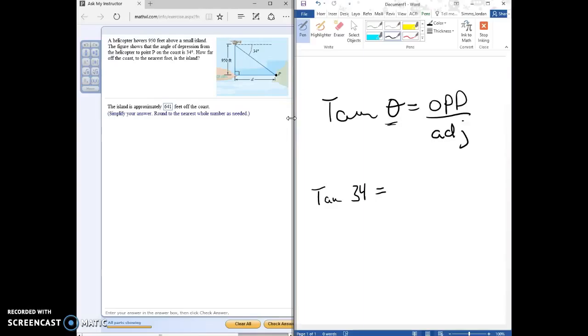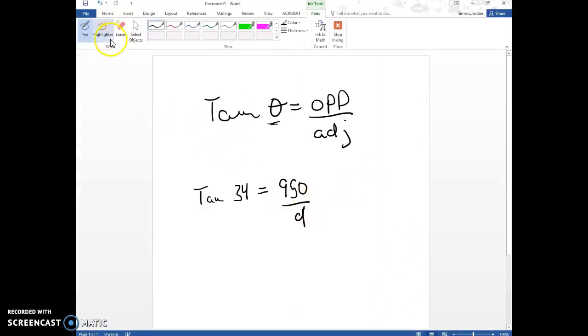Keep in mind I'm not using this angle, I'm using this angle. It's not a coincidence that they're the same, but it's something called the Z theorem, which we don't really look at in this course, but you might remember from high school. The opposite is 950, and the adjacent is D, which we want to solve for. Now, for the first part of your question, I know you're talking about cosine and stuff. Remember, it's always with respect to point P, so it should be a tangent.